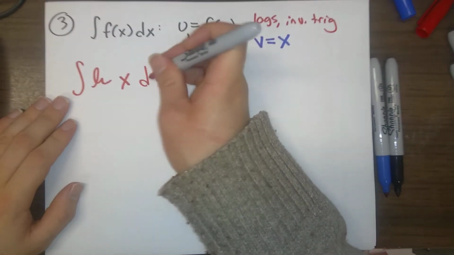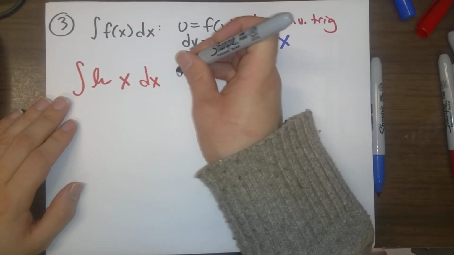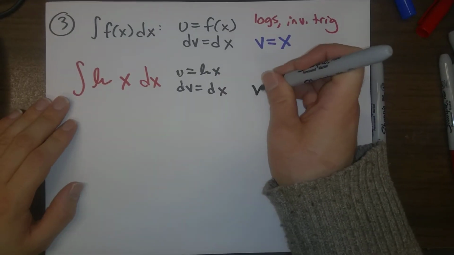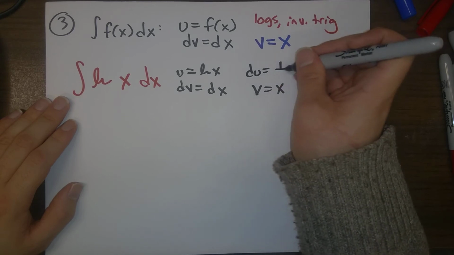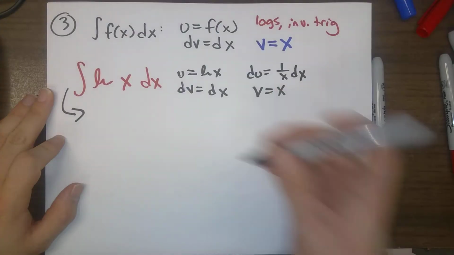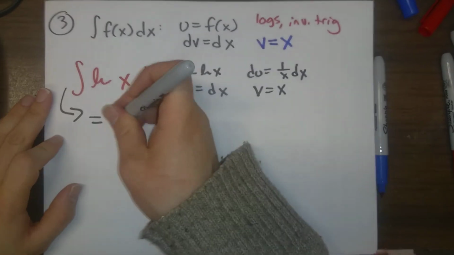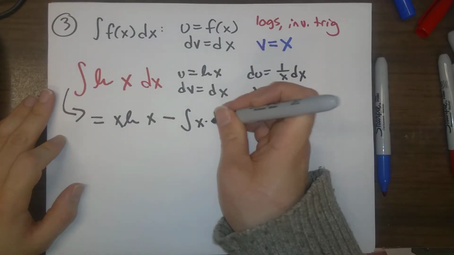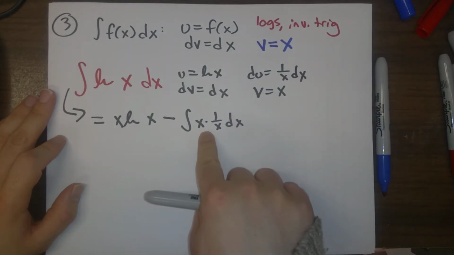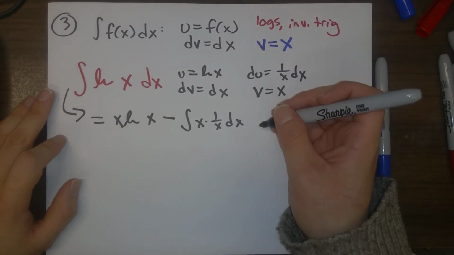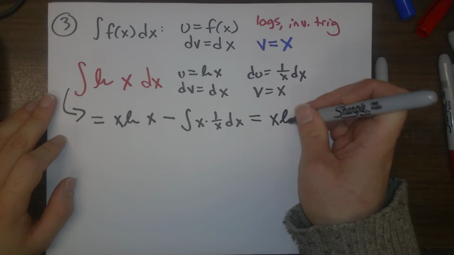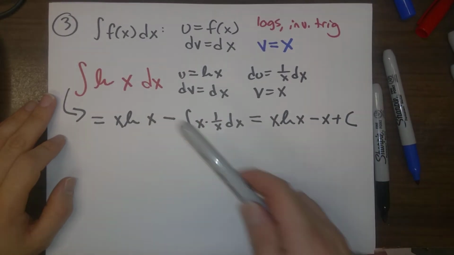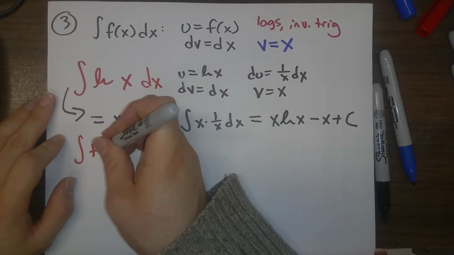So for the integral of log of x dx, if we try u equal to natural log of x, dv equal to dx, we get v equal to x, and du is 1 over x dx. And so this is now just uv, x log x, minus the integral of v du. That's just integrating 1, so the antiderivative of 1 would be x plus a constant, which is easily checkable. So that's an example of logs.